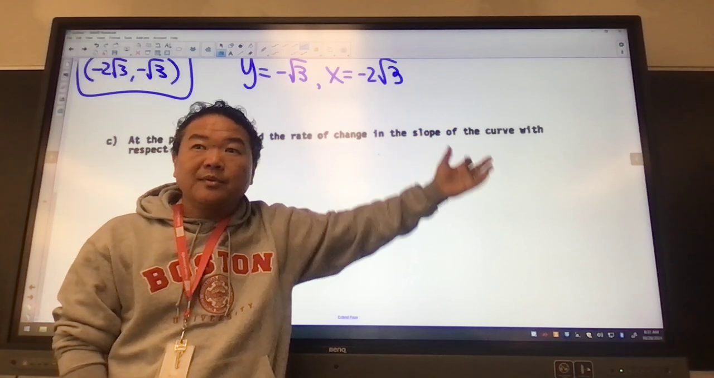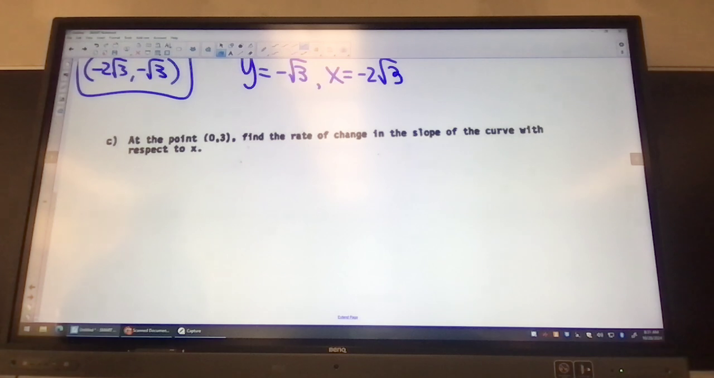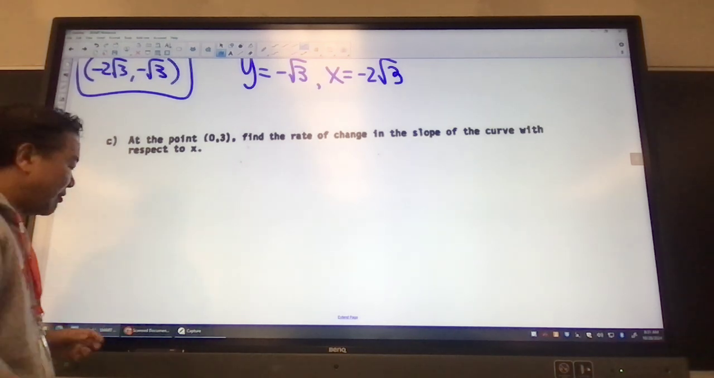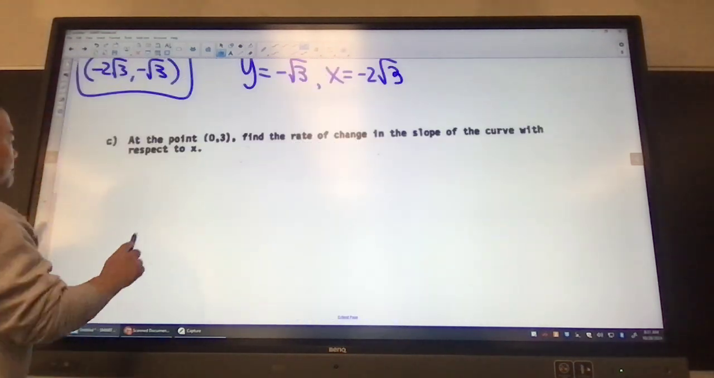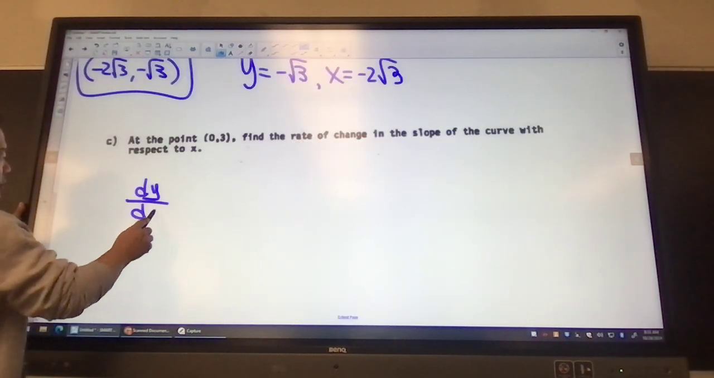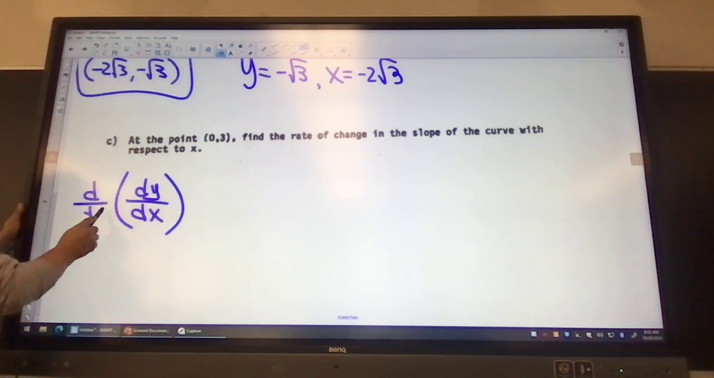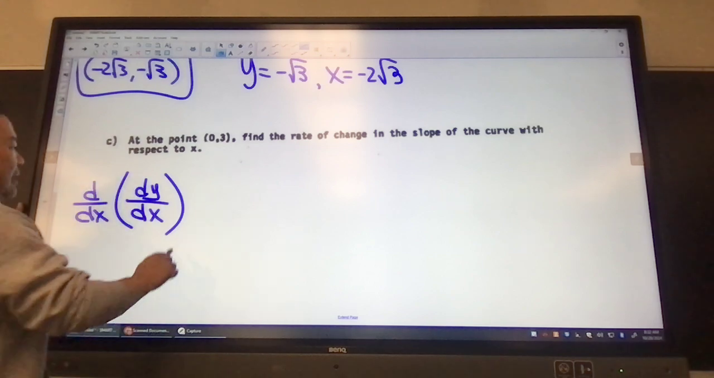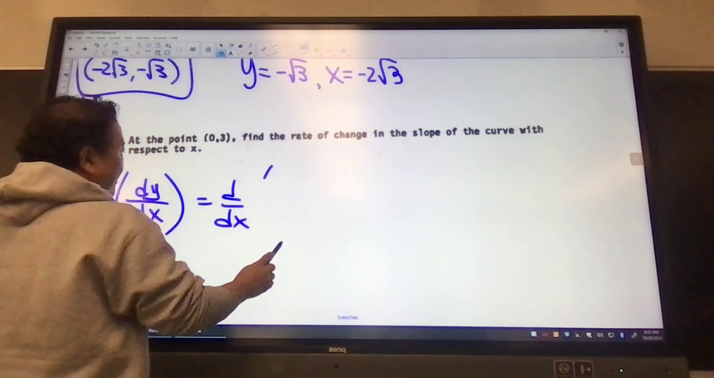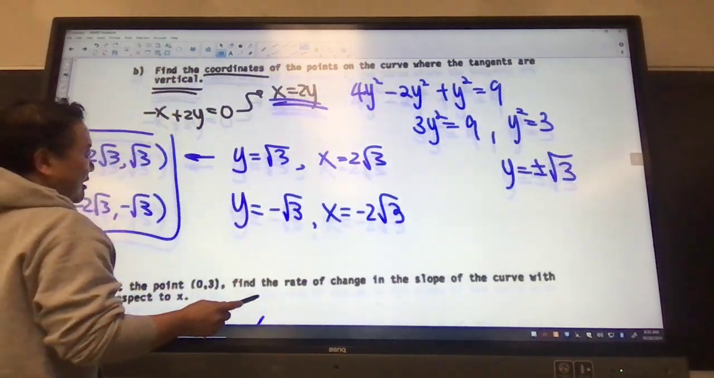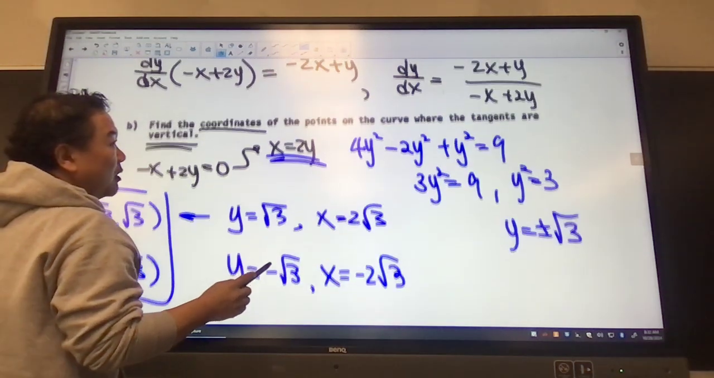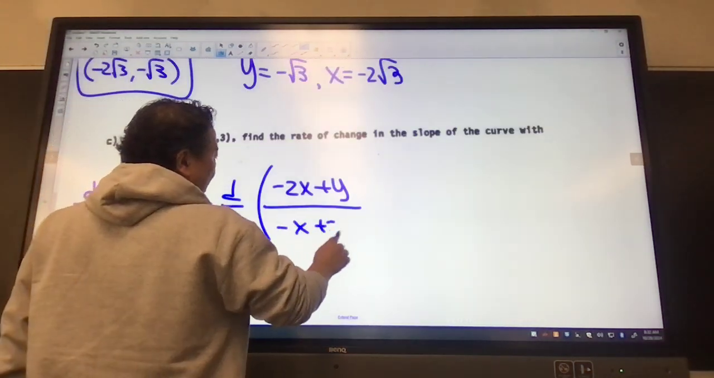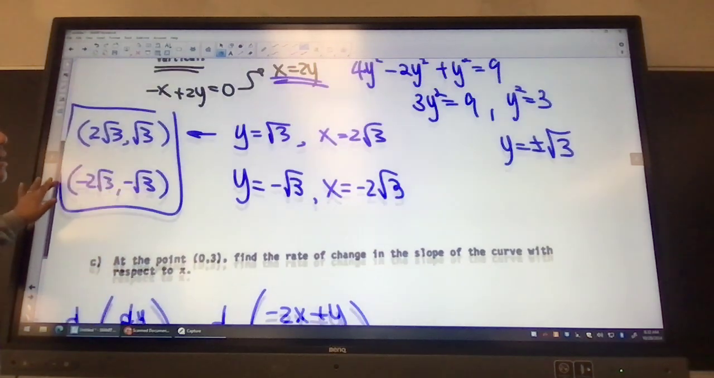So what are we trying to do? We are trying to find the second derivative and then plug in those necessary information. So we already found the first derivative, wasn't it? It was that. So what I want you to do is find the derivative of the first derivative. That's how we can figure out the rate of change. And that means I want you to find the derivative of, what was the expression? Negative 2x plus y, over negative x plus 2y. Let me just check. All right.